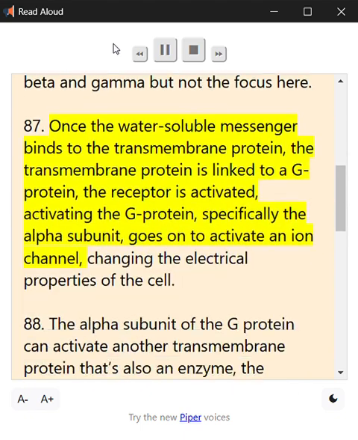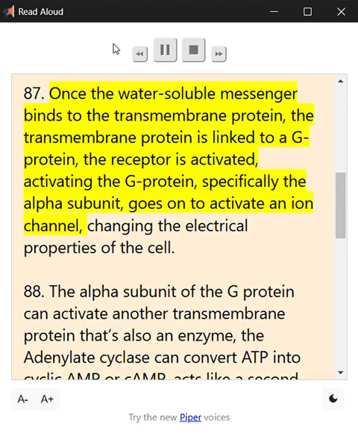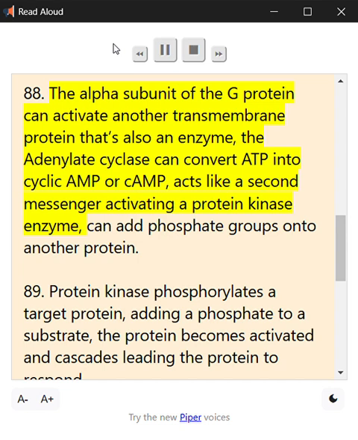87. Once the water-soluble messenger binds to the transmembrane protein, the transmembrane protein is linked to a G protein. The receptor is activated, activating the G protein, specifically the alpha subunit, which goes on to activate an ion channel, changing the electrical properties of the cell. 88. The alpha subunit of the G protein can activate another transmembrane protein that's also an enzyme. The adenylate cyclase can convert ATP into cyclic AMP or cAMP, which acts like a second messenger activating a protein kinase enzyme. It can add phosphate groups onto another protein.